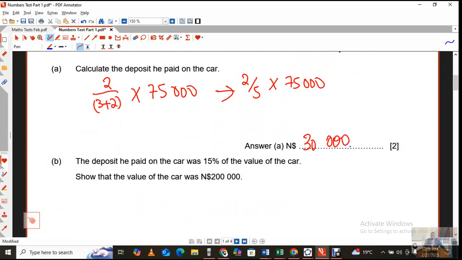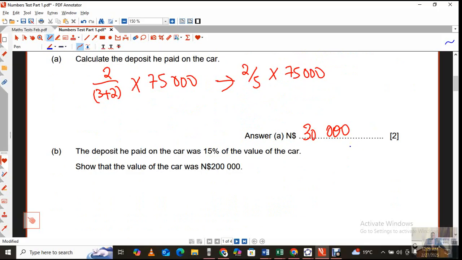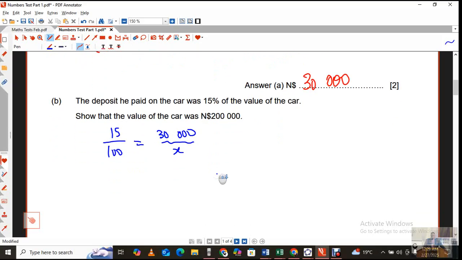The deposit he paid on the car was 15% of the value of the car. So 15% is equal to the deposit, which is 30,000. So what would be the initial value of the car? We know it's 200,000, but we have to use this method here in order to prove that the x there should be 200k.